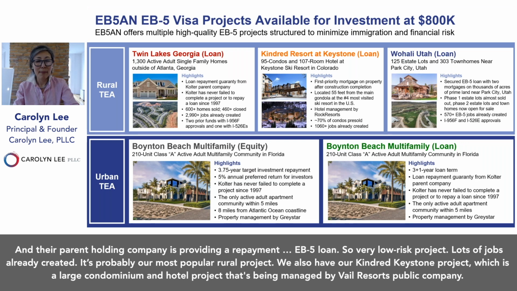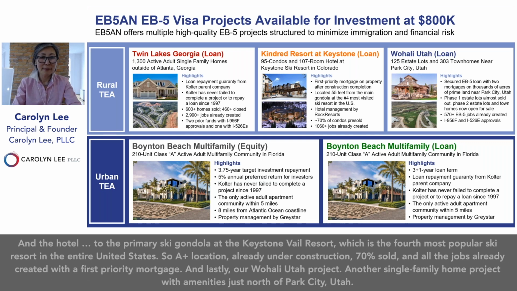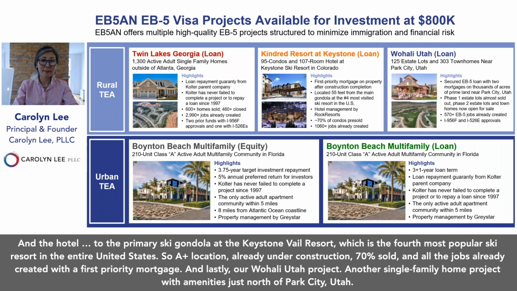We also have our Kindred Keystone project, which is a large condominium and hotel project that's being managed by Vail Resorts, public company, and the hotel is next to the primary ski gondola at the Keystone Vail Resort, which is the 4th most popular ski resort in the entire United States. So A+ location, already under construction, 70% sold, and all the jobs already created with a first priority mortgage.